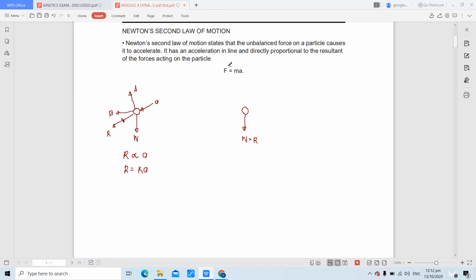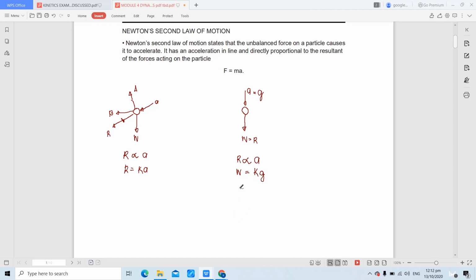Sabi natin kanina, Newton's second law of motion, kung nasan mismo yung direction ng resultant natin, nandun din yung direction ng motion. At nandun din yung acceleration natin. Gets po? And then, for this particle, it is traveling vertically, therefore, acceleration is due to gravity. Again, resultant is directly proportional to the acceleration, but the resultant is equivalent to the weight of particle. Gawin nating equal sign, maglalagay tayo dyan ng proportionality constant, K, multiplied by acceleration, and that is due to gravity.